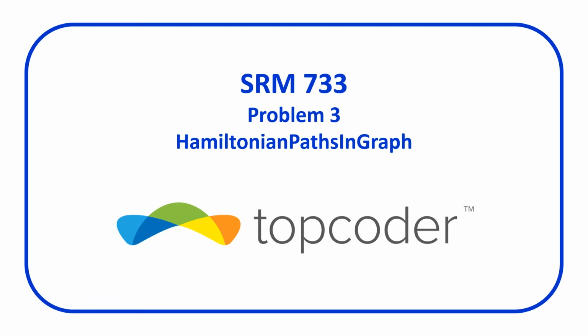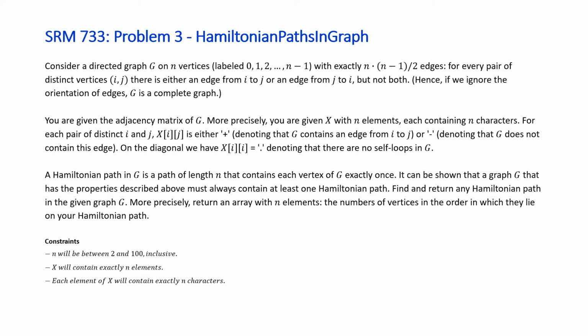In this video, we're going to be covering problem 3 from TopCoder SRM 733 entitled Hamiltonian Paths in Graph. The question states, consider a directed graph G on n vertices labeled 0 to n-1 with exactly n times n-1 divided by 2 edges. For every pair of distinct vertices i and j, there is either an edge from i to j or an edge from j to i, but not both. Hence, if we ignore the orientation of edges, G is a complete graph.